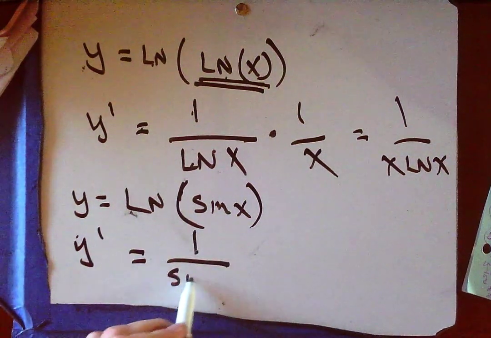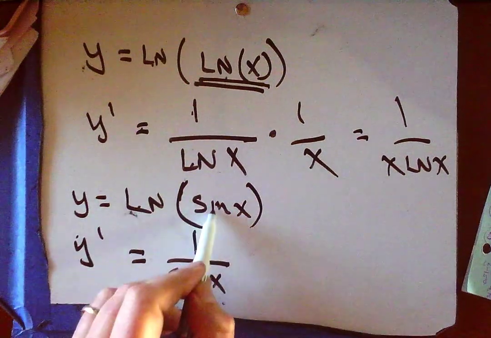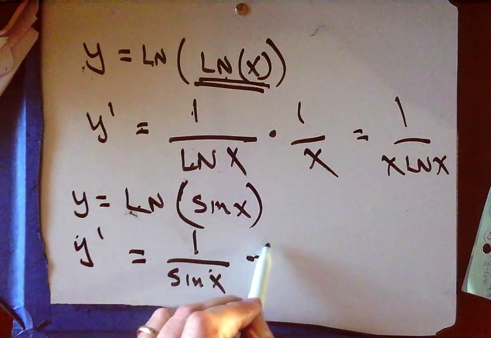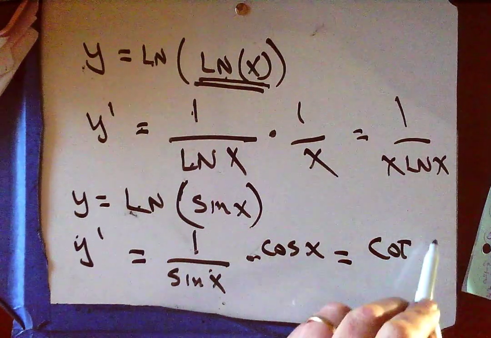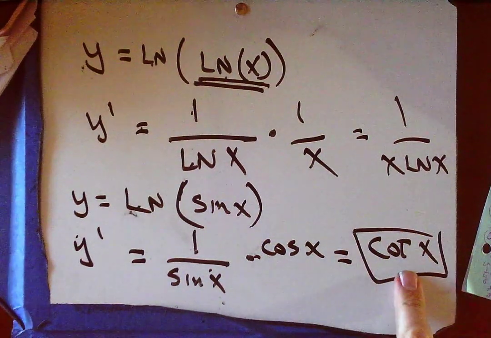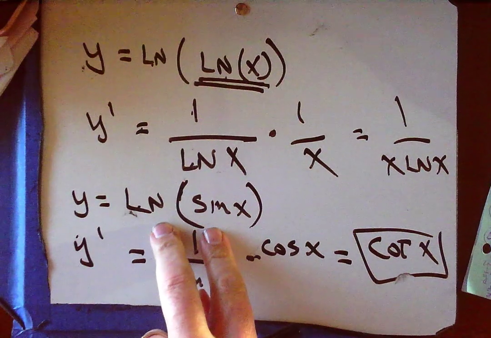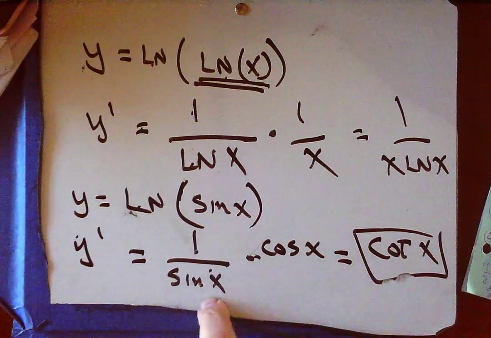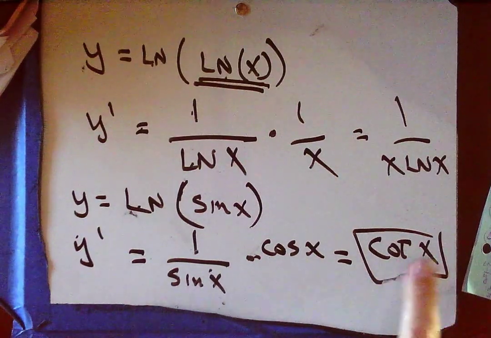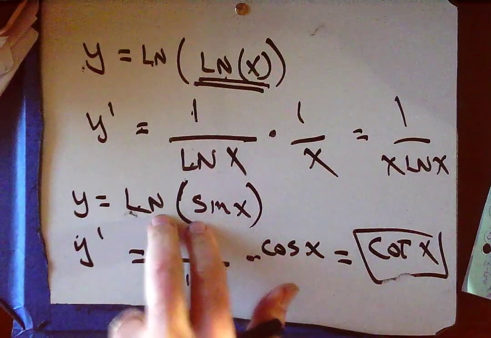1 over sine, right, because it's 1 over stuff times the derivative of stuff. So you're telling me that cotangent is the derivative of this? How the hell did that happen? But we saw it. There it is. Yeah, plain old cotangent is the derivative of this ln of sine. I just find those sort of things really, really interesting.